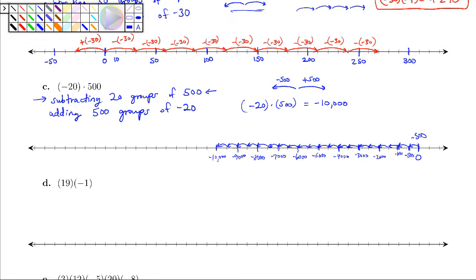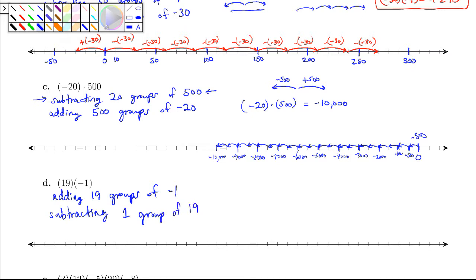All right, so 19 times negative 1, I could think of adding 19 groups of negative 1 or subtracting one group of 19. Either way, we're going to be going to the left. So if I do 19 negative 1s or subtracting one group of 19, I'm going to put my 0 here and I'm going to start labeling every 5.